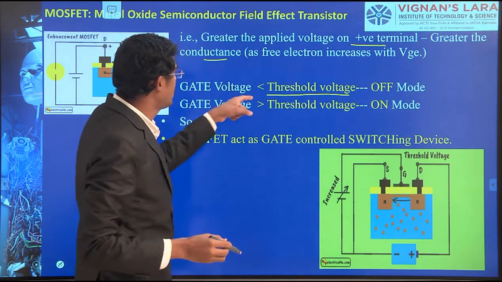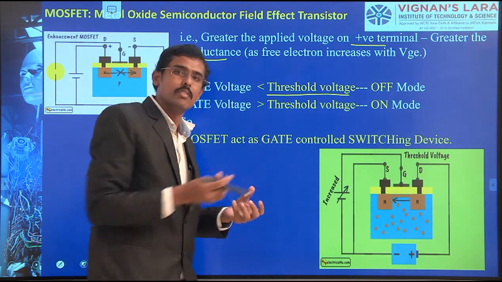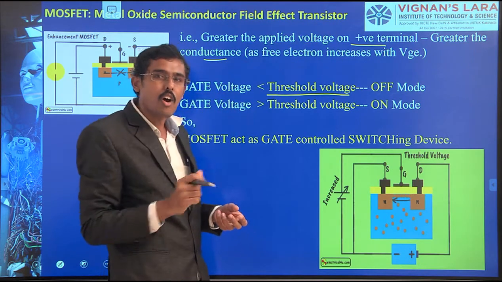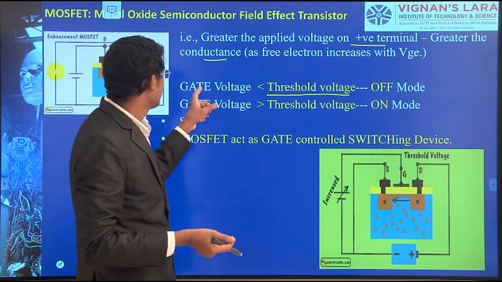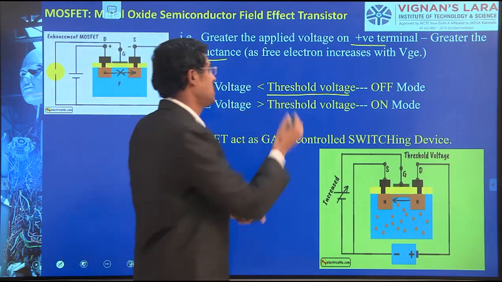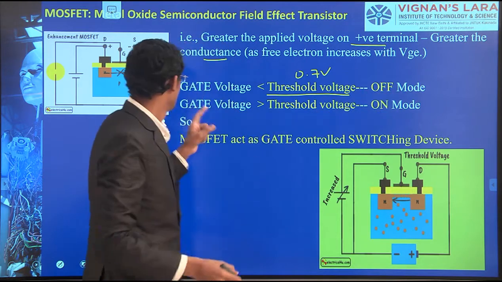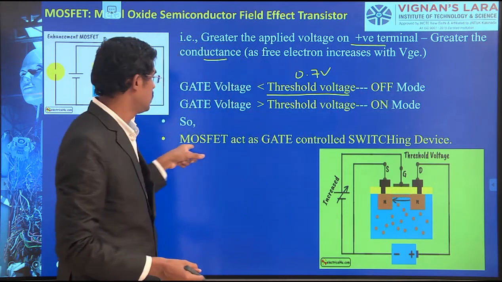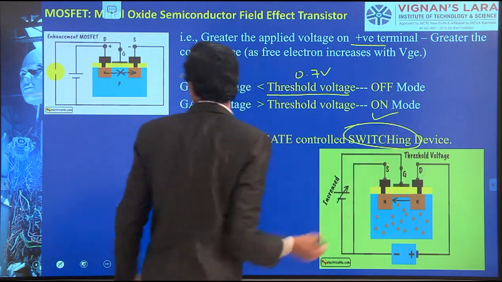Gate voltage is less than the threshold voltage. We are fixing the voltage, how much we have to give. If you are giving it, conduction happens. If you are not giving, how much do we have to give? If gate voltage is less than threshold voltage, this we have to decide. It's off mode. Gate voltage greater than threshold voltage, it is in the on mode. So the MOSFET acts as a gate-controlled switching device. Therefore, it is a switching device.